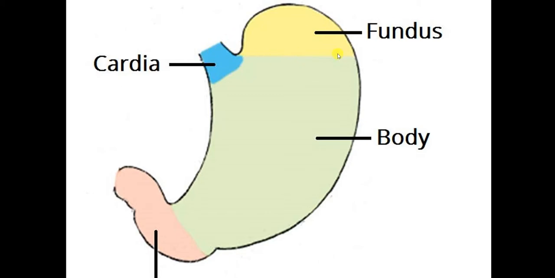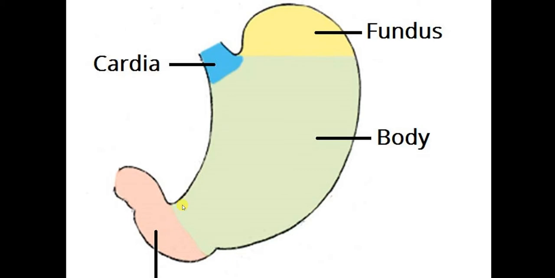Then we have the fundus and body. Functionally, the fundus is the most active secretory portion, which produces most of the HCl and enzymes of the stomach, like pepsin, which are produced predominantly in the fundus. Almost similar function is present in the body, but a little more scattered. And of course we have the pylorus.